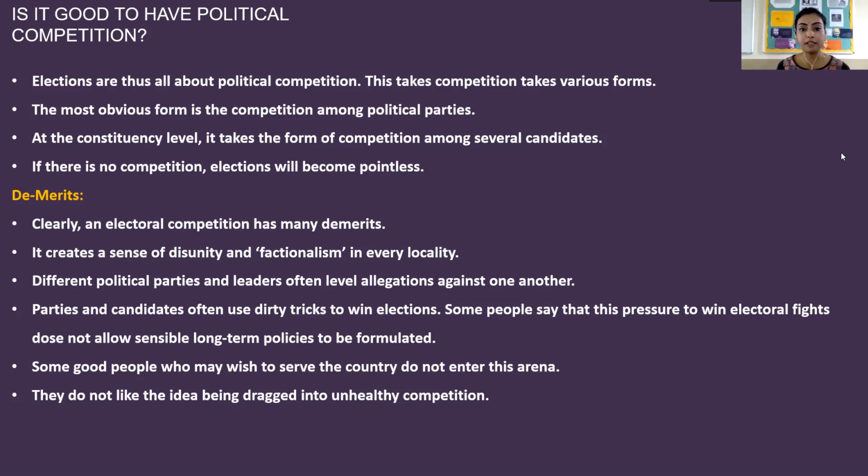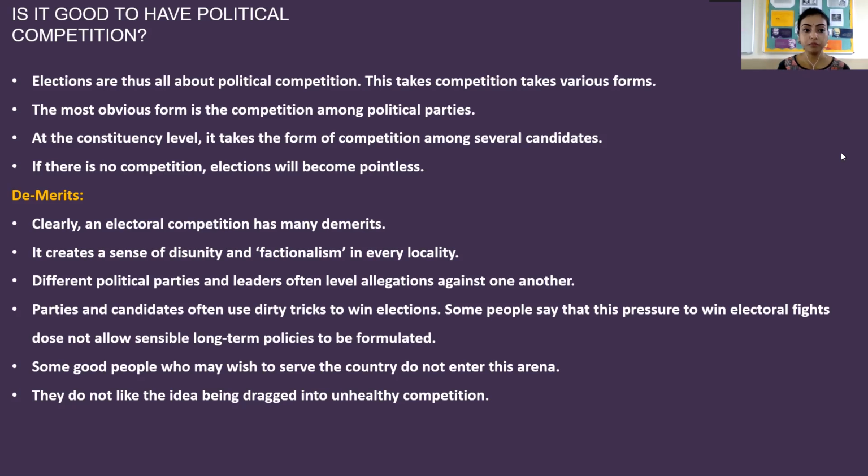Secondly, different political parties and leaders make allegations against each other. The second demerit is that they always start to find faults in others. When competition is there, they try to put the other person down by making allegations that this person did that, or the other person did that, blaming each other. Thirdly, sometimes dirty games are played and dirty tricks are used to win elections. Several political parties or leaders try to cheat the people by using dirty tricks just to win the election.